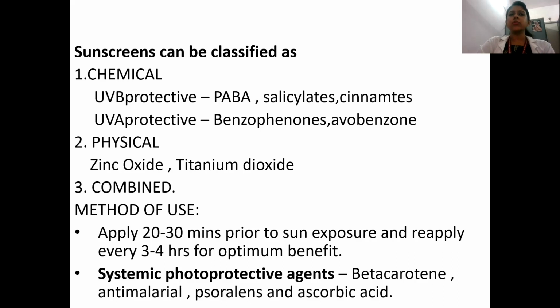So for methods of use, we can say that they should apply the sunscreen about 20 to 30 minutes prior to sun exposure, and they should reapply the sunscreen every 3 to 4 hours for optimal benefit. We can also use certain systemic photoprotective agents like ascorbic acid, psoralen, beta-carotene, and anti-malarial drugs.